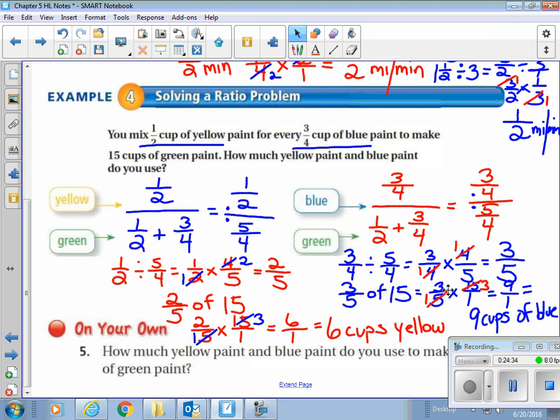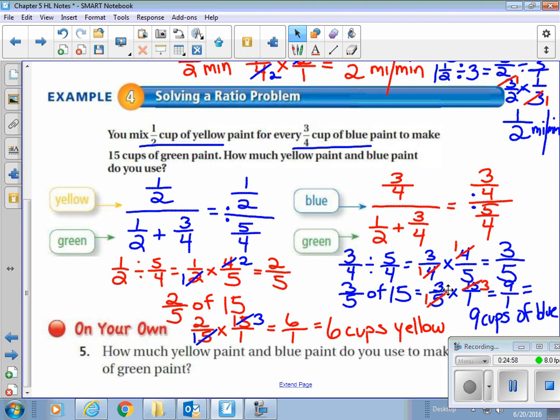So we had to figure out how many cups of yellow there would be to create green, and multiply it by 15 because we wanted 15 cups of green. Then we figured out how much blue we would need out of a green cup, and multiply that by 15 to come up with how much we would need for 15 cups of green.